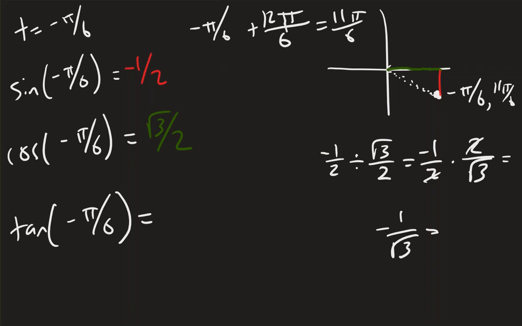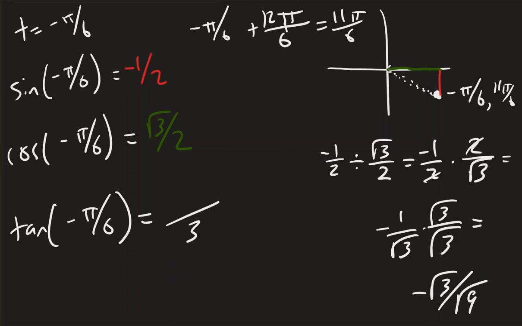This is not rationalized. You need to multiply the top and the bottom by the square root of 3, which is okay, because anything divided by itself is 1, so I'm really just multiplying by 1. I'm not changing the size. And square root of 3 times square root of 3 would be square root of 9, but the square root of 9 is really just 3.